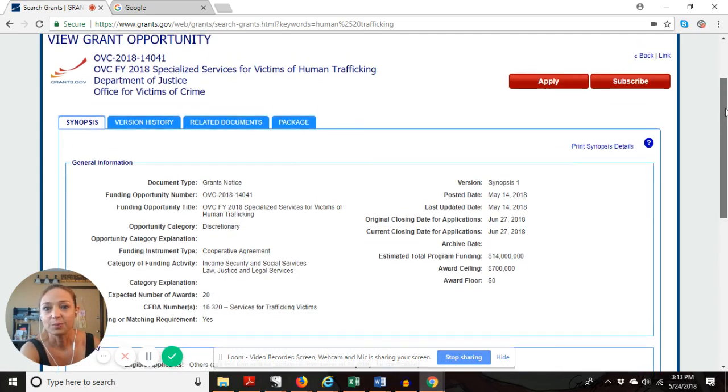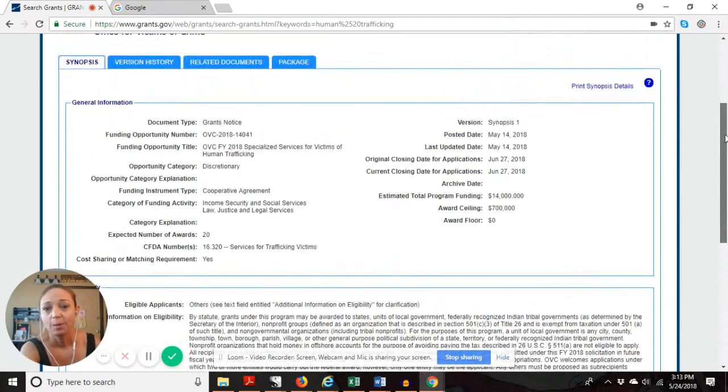Now what this does is it brings you up to another page that has different tabs, but I love this page, and let's go ahead and talk about this page and what it means. So the funding opportunity number, that's what you just clicked on, and OVC stands for the Office for Victims of Crime. So right there, you're seeing what federal agency it's from. It has the year 2018 and then dash another number. They have to have numbers for all of their grants. And then they have the funding opportunity title, and that's the OVC fiscal year 2018 specialized services for victims of human trafficking. Now, the next line item you see here is opportunity category, and that is discretionary.